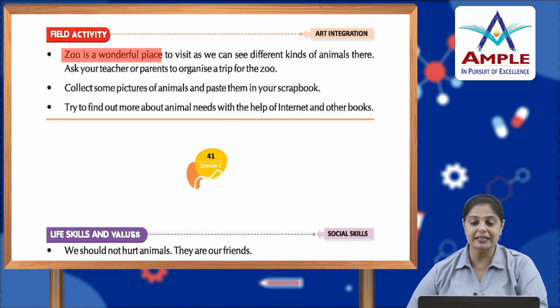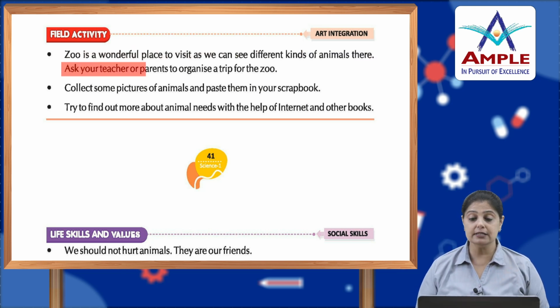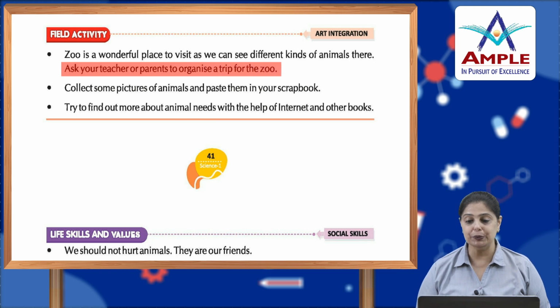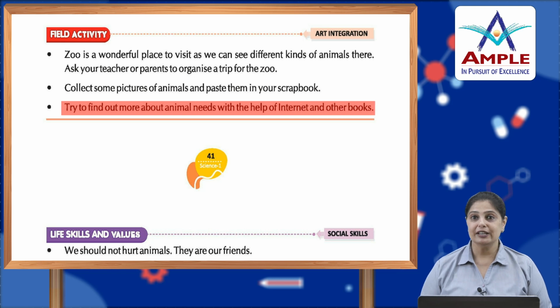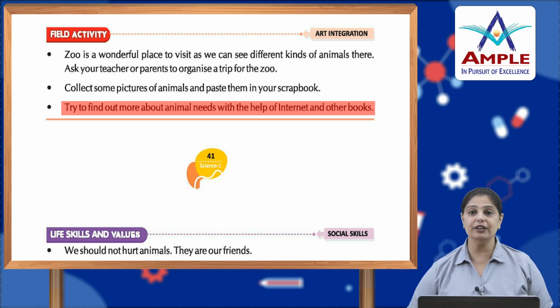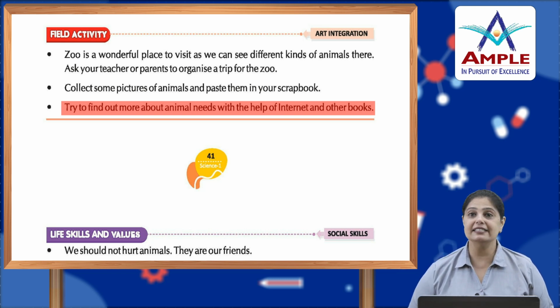Zoo is a wonderful place to visit, as we can see different kinds of animals there. Ask your teacher or parents to organize a trip to the zoo. Collect some pictures of animals and paste them in your scrapbook, and try to find out more about animal needs with the help of internet and other books. So this is an activity that you need to do. Firstly, you can visit the zoo with your teacher and your classmates, and second, if not, then you can go with your parents. Then you have to collect the pictures of different types of animals and paste them in your scrapbook, and then also mention the animal needs.